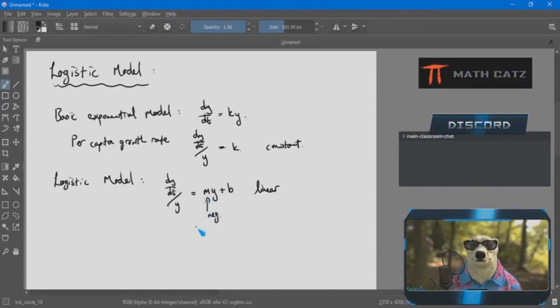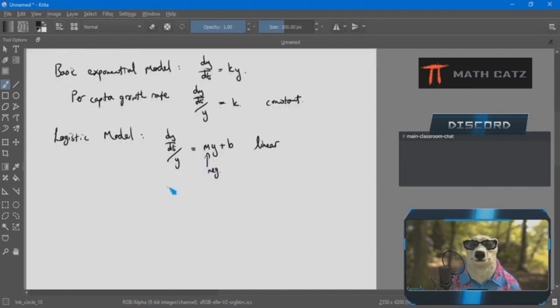Okay. So then when we multiply y on both sides, we get our differential equation in its more familiar form, y times (my plus b). And now you can rewrite that and get a growth constant by factoring out the m and so on. But this is another way of understanding how the logistic model generalizes the basic exponential model.